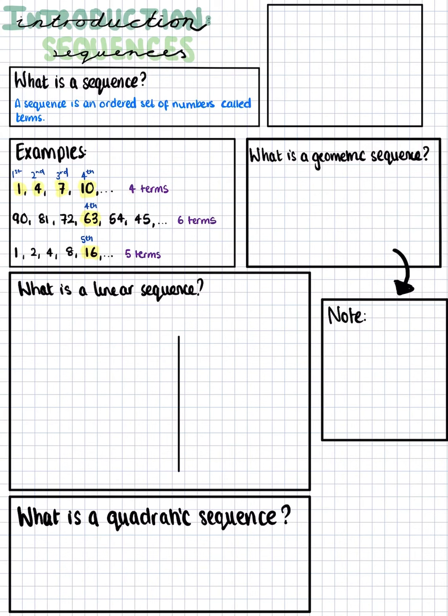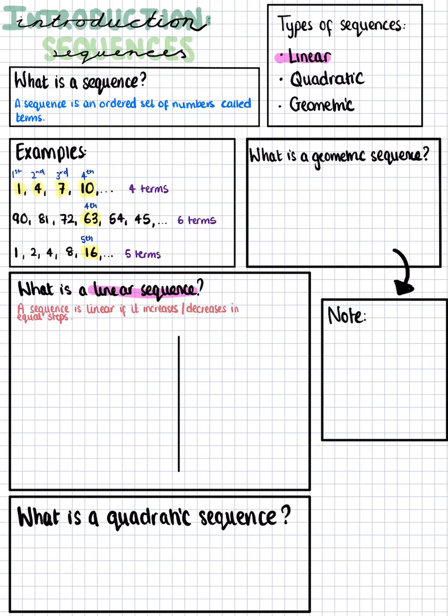There are 3 different sequences that you need to be able to identify: a linear sequence, a quadratic sequence, and a geometric sequence. A sequence is linear if it increases or decreases in equal steps. This first sequence is linear because it decreases by 9 each time. The second sequence is linear because it increases by 3 each time.